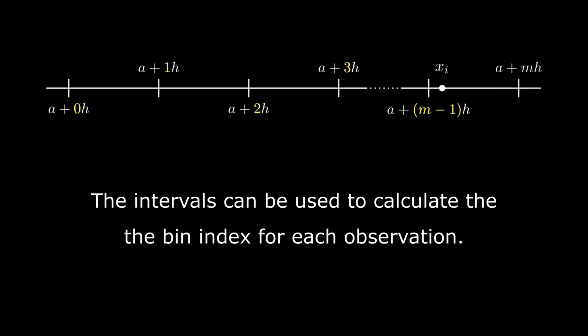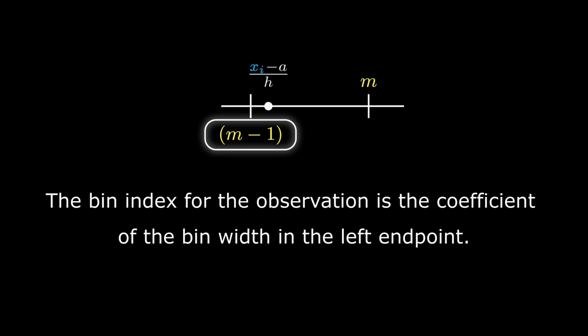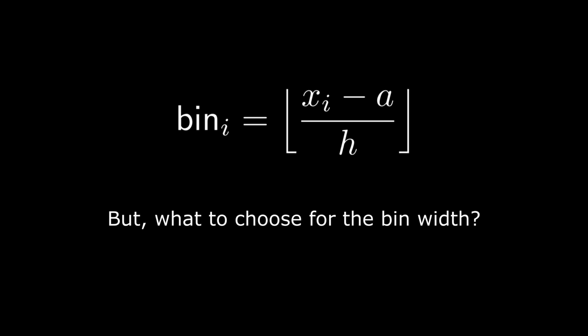These values can be used to calculate what bin an observation belongs to. The observation x_i falling within the mth bin can be written as an inequality. The value m-1 is simply the bin index of this observation. Solving for this value gives the following result. The floor function is applied because m-1 is the greatest integer less than or equal to (x minus A) over h.